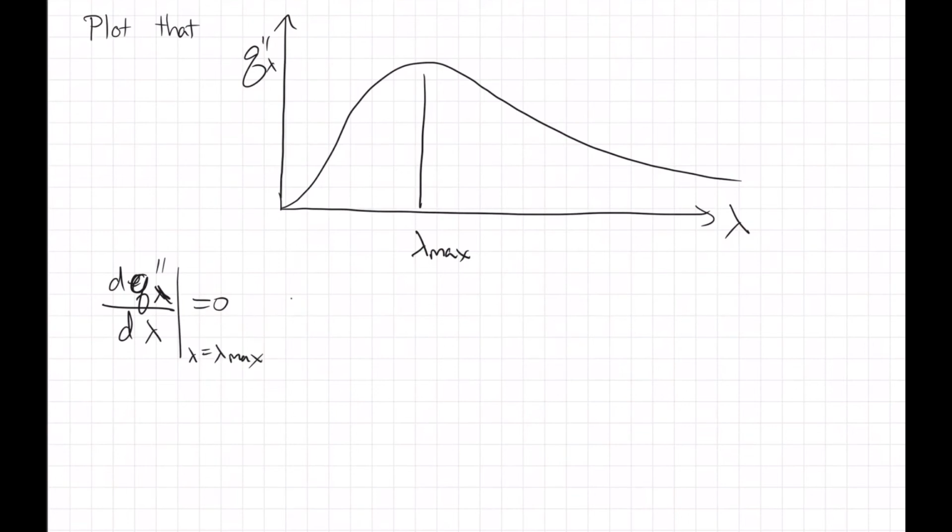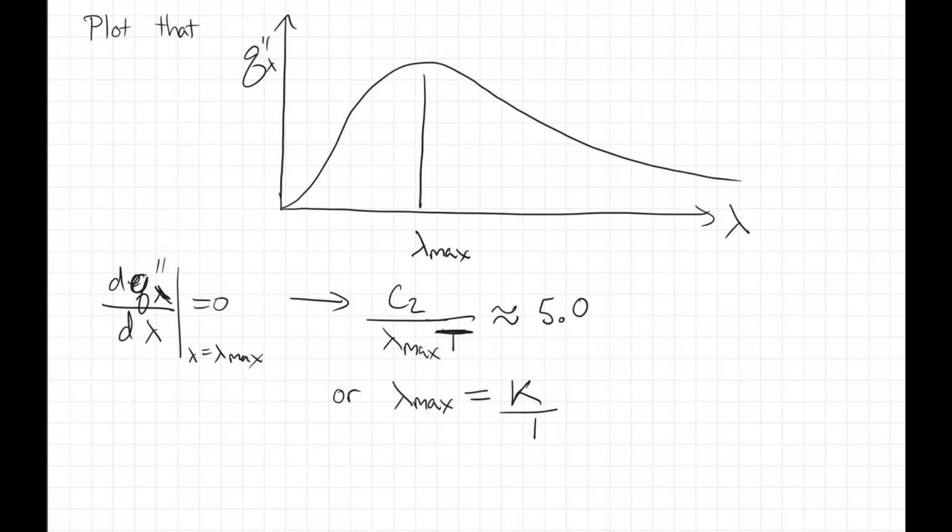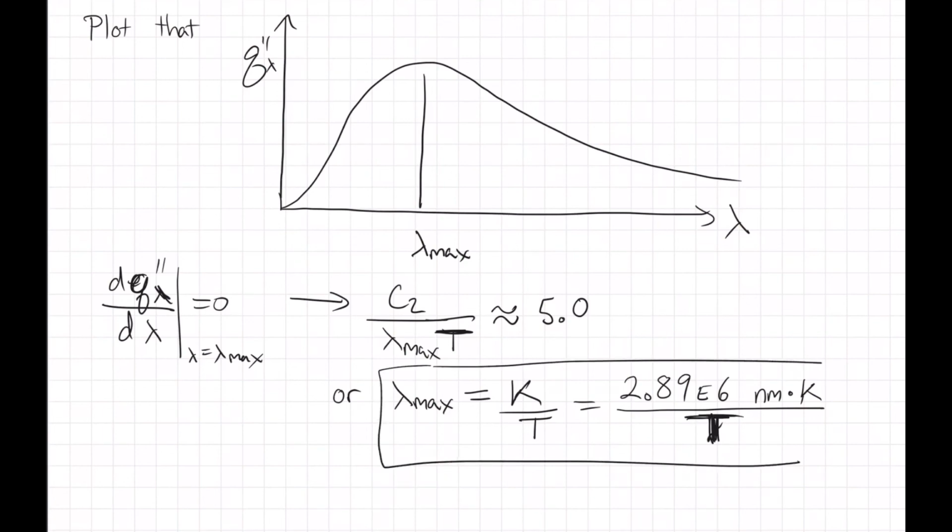And if you do that, what you find is that there's some value of the exponential that makes that always true, and that ends up helping you find what is commonly called Wien's displacement law, where you find that the position of that maximum times temperature is equal to a universal constant. And in fact, you can work out what that constant is. It turns out to be 2.89e6 nanometer Kelvin. And then you have to divide by the temperature in order to figure out what that maximum wavelength is.